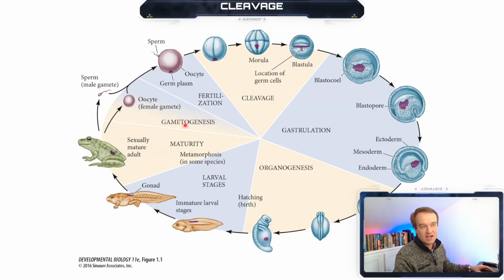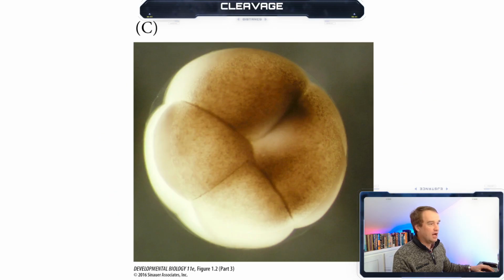But so far we've done gametogenesis, right? So we've talked about the creation of egg and sperm. We've talked about the fertilization process, and now once you have fertilization, we get to this cleavage process, right? And so we can see as we're progressing around here, we start with a simple division of the cell in two, then we get a morula stage, which is usually like a 16 to 32 cell stage. We'll develop into a blastula, then we'll move into gastrulation in future lectures.